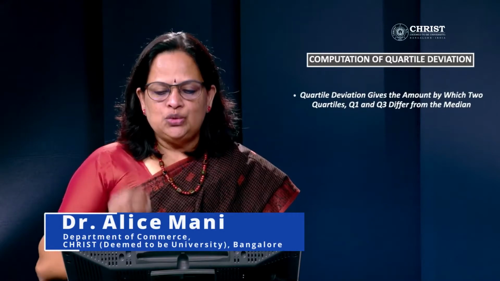Dear students, I have come with a new module, computation of quartile deviation. Now, quartile deviation gives the amount by which two quartiles, that is Q1 and Q3, differ from the median. The median is either Q2, or we call it M. Q1 is quartile 1 and Q3 is quartile 3.